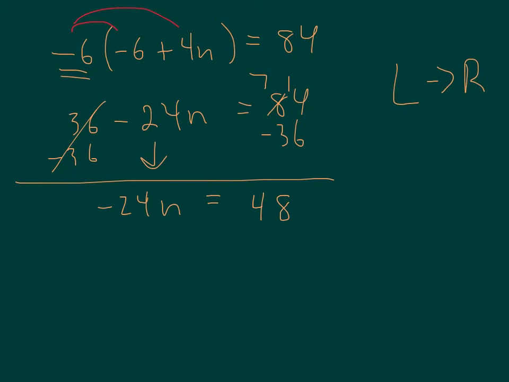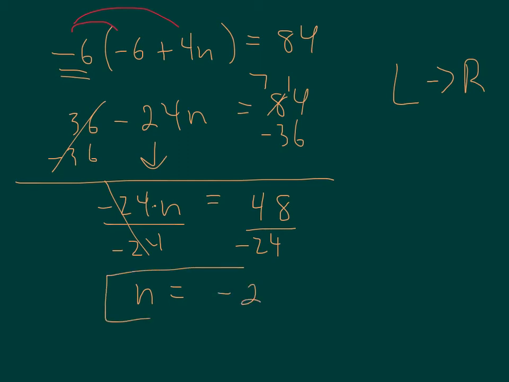Okay, now what are we going to do? We're going to divide on both sides. Why? Because negative 24 was attached to n via multiplication. So I'm going to divide by negative 24 on both sides. Negative 24 divided by negative 24 is a positive 1n. N is now isolated. A positive 48 divided by a negative 24 is a negative 2. And that is our final answer.